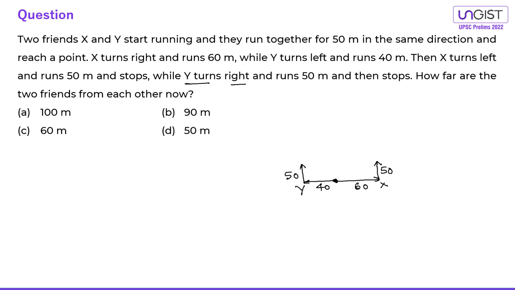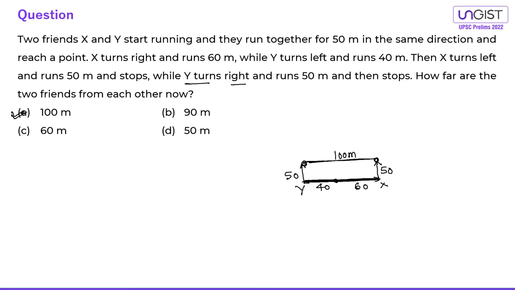How far are the two friends from each other now? So guys, this is 60 plus 40, right? 60 plus 40 is 100. So they are now 100 meters apart from each other. The answer is 100 meters. Option A is the correct choice. All right, this was an easy question. Everybody should attempt this.